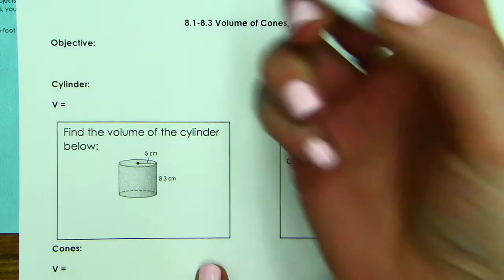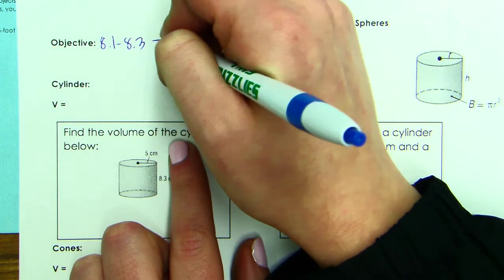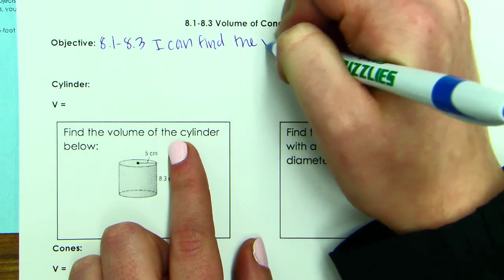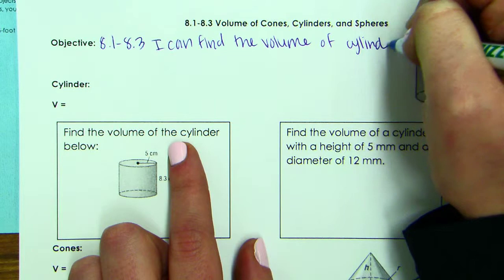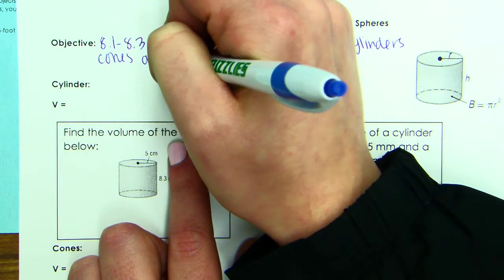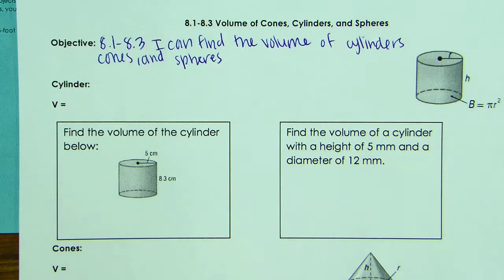The objective here is 8.1 to 8.3. I can find the volume of cylinders, cones, and spheres. Okay, so the biggest thing here is just going to be plugging things into a formula.